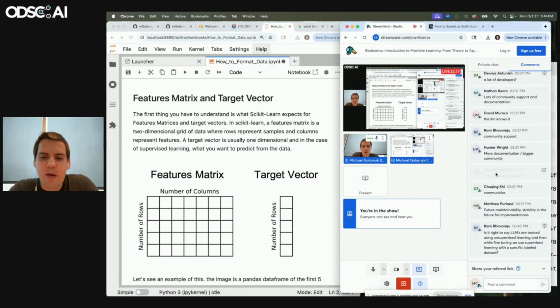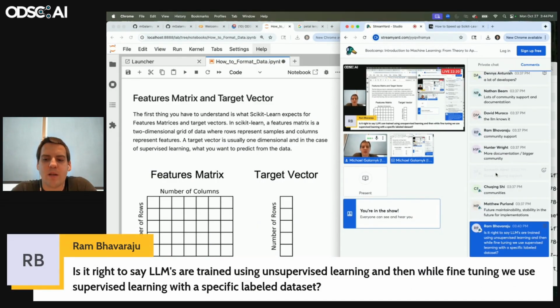Okay, Ram asks, is it right to say LLMs are trained using unsupervised learning, and then while fine-tuning, we use supervised learning with a specified labeled data set? It's a little above the context of today's lecture, but a lot of LLMs are a form of unsupervised learning initially, and then they use reinforcement learning from human feedback, where there is some feedback going back into the LLM to align it with human preferences. I'm happy to share that sort of stuff if you're curious.